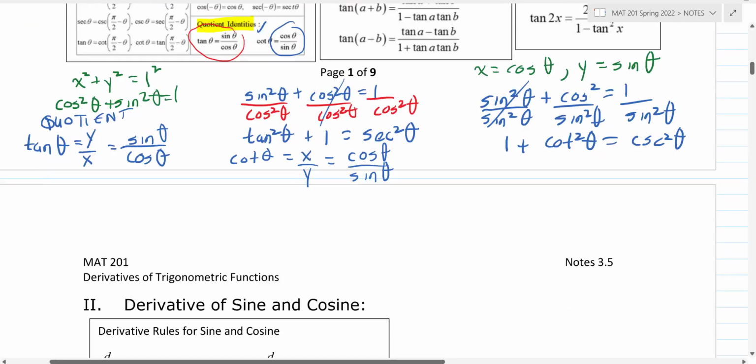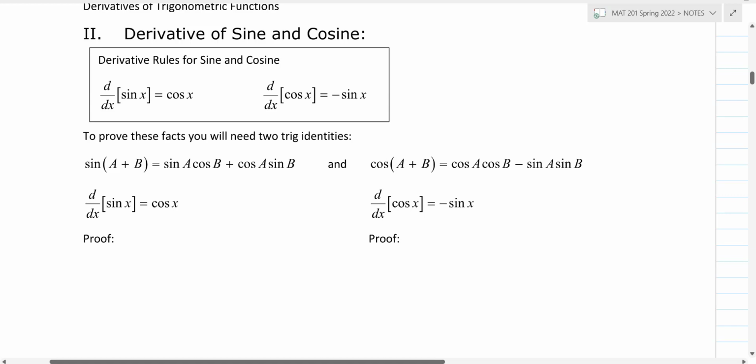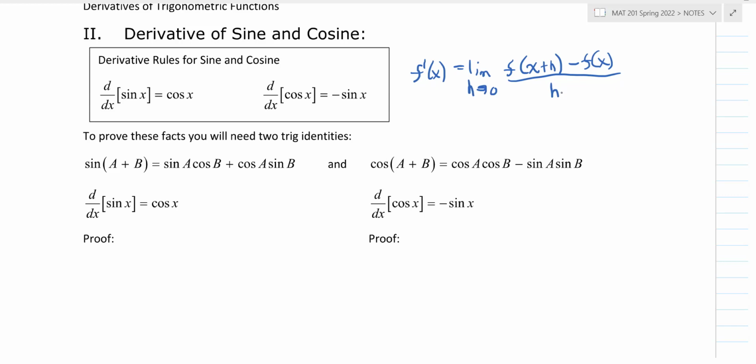Okay, so the next thing we're going to do is a derivation of the derivative of the sine and the cosine. And like any of these things, we have to pull out the definition. We know the definition of a derivative is the limit as h goes to 0 of the difference quotient, f of x plus h minus f of x all over h. So the derivations are going to utilize that, and they're going to utilize a sum difference identity also.